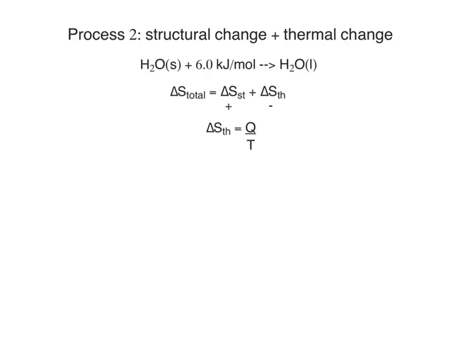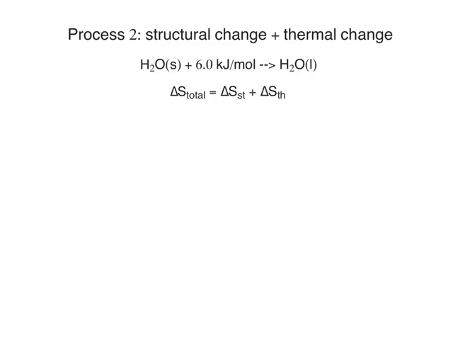Hopefully you concluded that because delta S thermal is inversely proportional to the temperature, as the temperature increases, the magnitude of this term decreases. At 273 Kelvin, delta S structural and delta S thermal have about the same magnitude. At higher temperatures, delta S structural wins out. We've seen how raising the temperature makes delta S total greater than 0, so that ice is likely to melt.